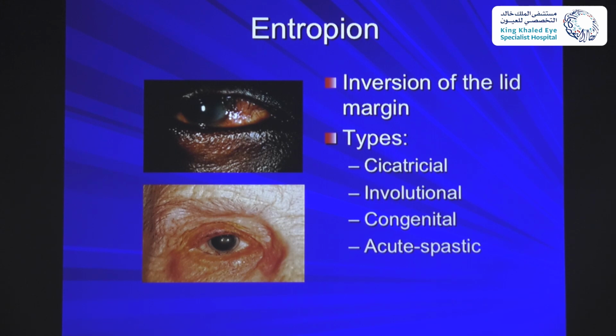Spastic or acute spastic entropion is because of spasm in the orbicularis, so we need to look for the cause of the spasm. If we are able to treat it, that will be good. If not, we can treat it with botulinum toxin.